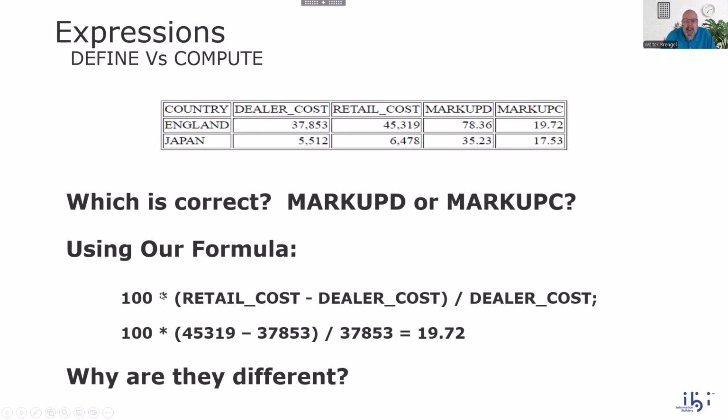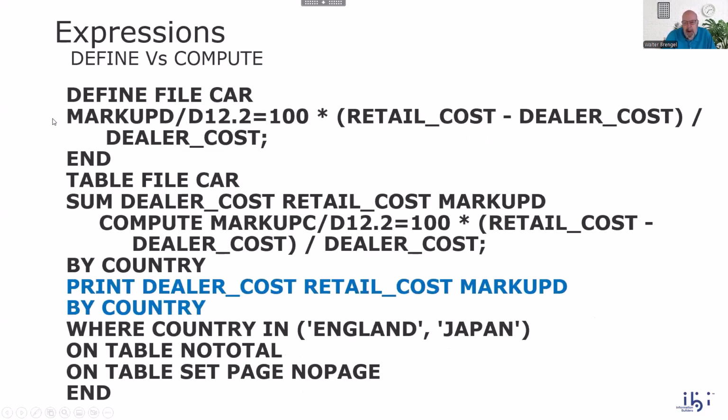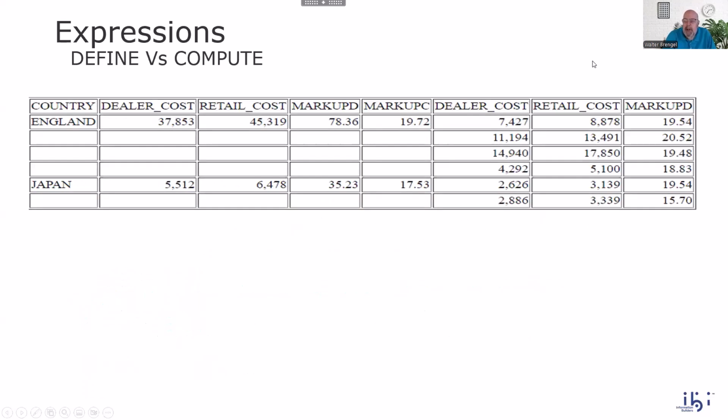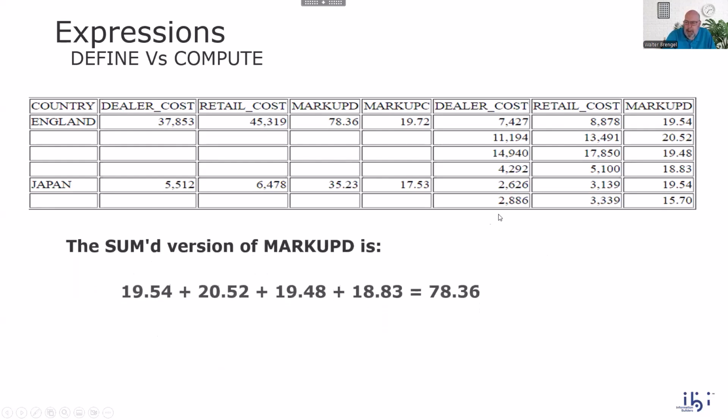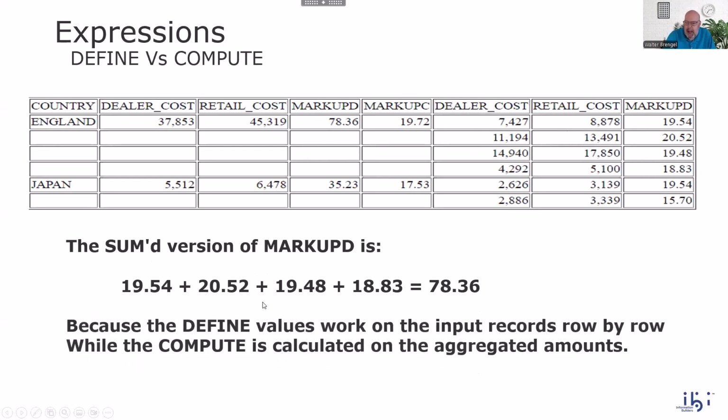To look and see what the define is showing, we're going to make our procedure now into a multi-verb procedure. So we're going to sum like we did before, but I'm going to add print dealer cost, retail cost, and markup D by country. Now when I run it, I see the individual country records, and you'll see markup D is retail cost 88. Each markup is based on the single row. So we're going to take 88 and 8878 and the 7427 to calculate the values.